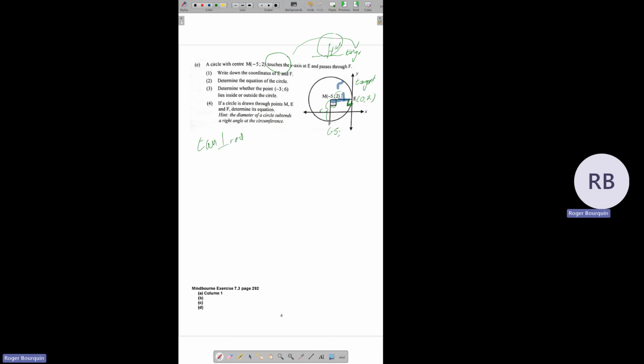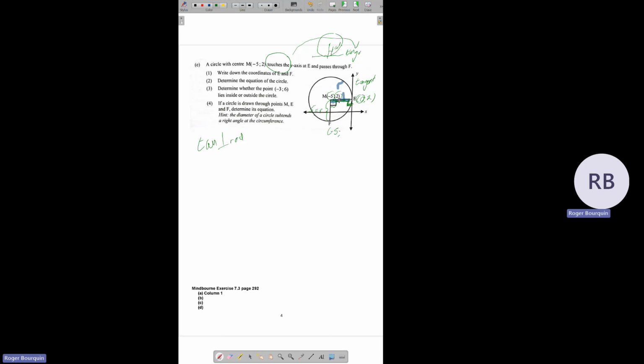Right, now let's think about it. This line only has a horizontal component, so the distance of the radius must be the same distance as the distance from M to E. The y coordinates are the same, so the only distance moved is the x coordinates. So from -5 to 0 is 5 units. So we know that your radius is going to be equal to 5 units. Haven't even looked at the question yet.